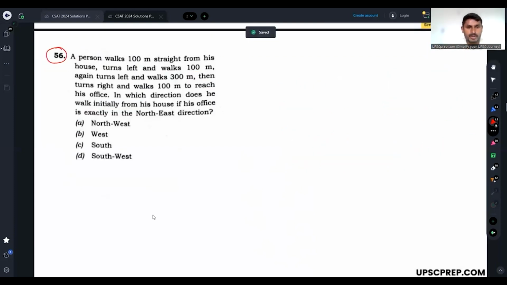A person walks 100 meters straight from his house, turns left. So this is a direction sense question. So you draw this diagram first.